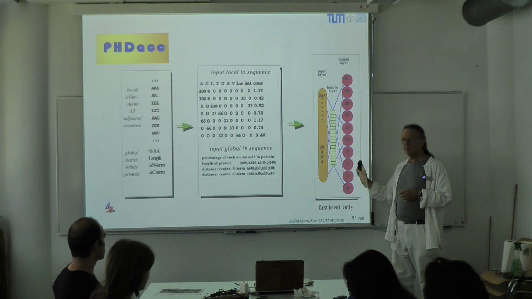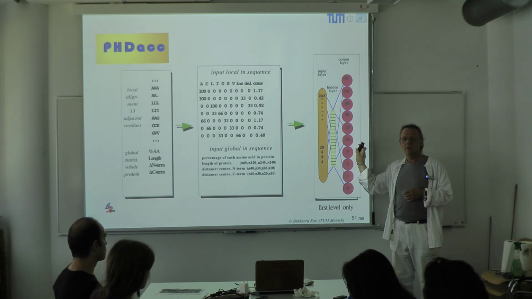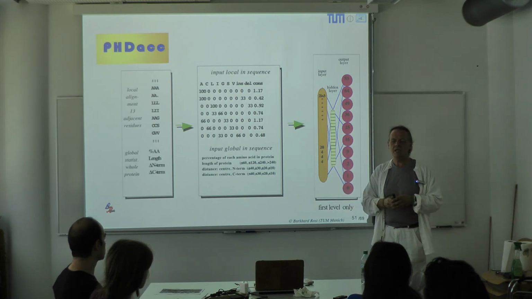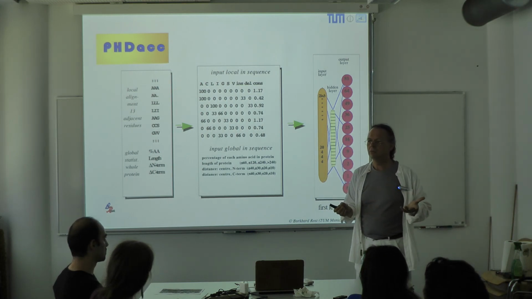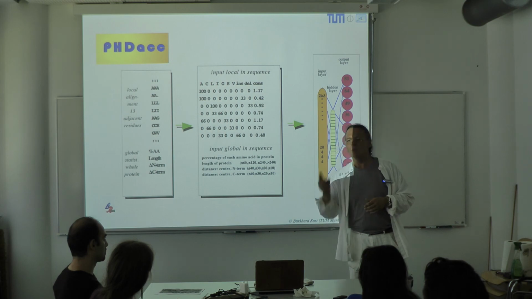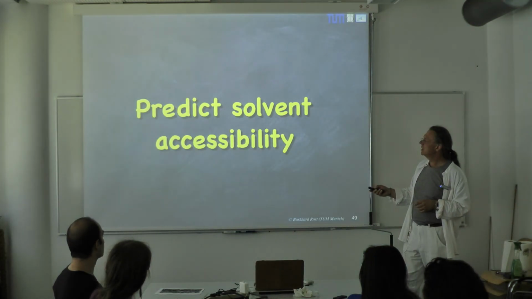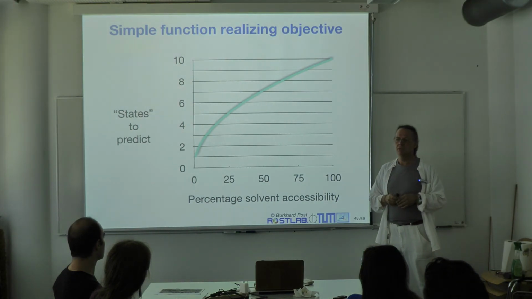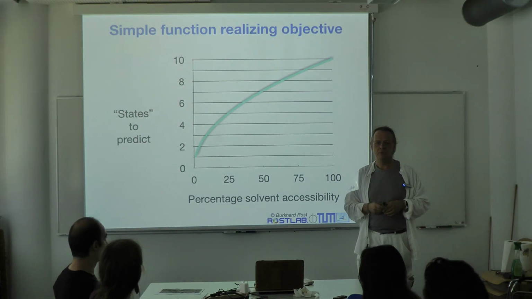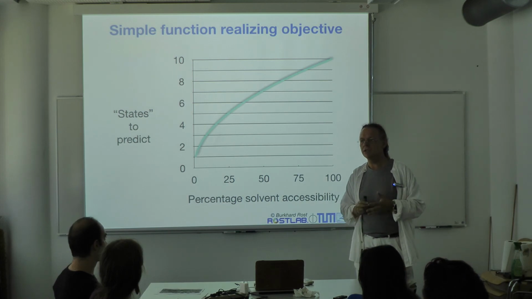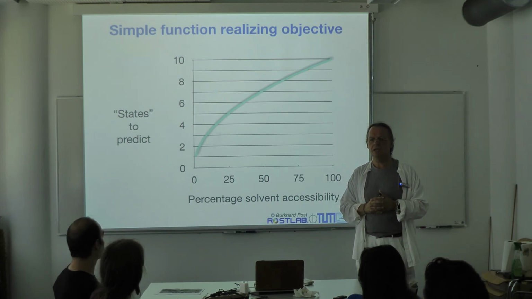And the idea is clear, right? Why do you believe I took 10? Why not 2 for buried and exposed? Or why not one number for relative solvent accessibility using this function here? You could have done that too, right? Why not? Why do you believe I didn't do that?